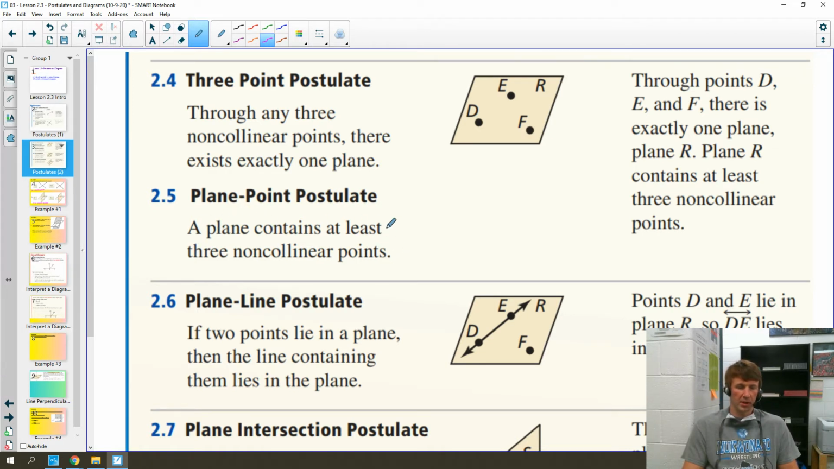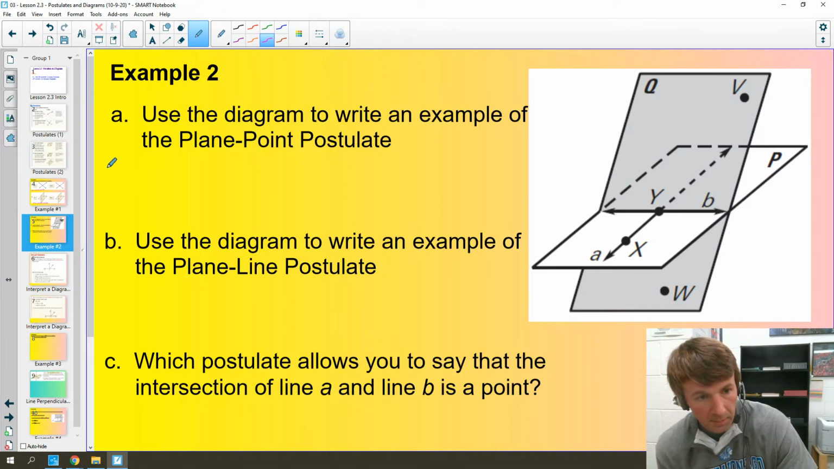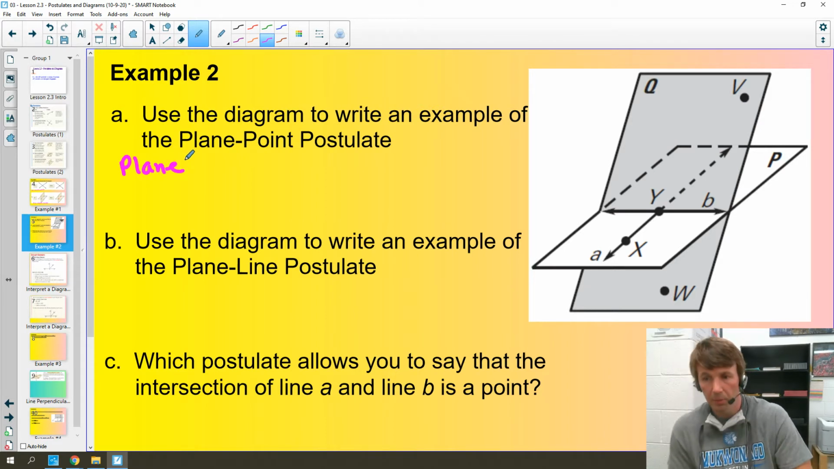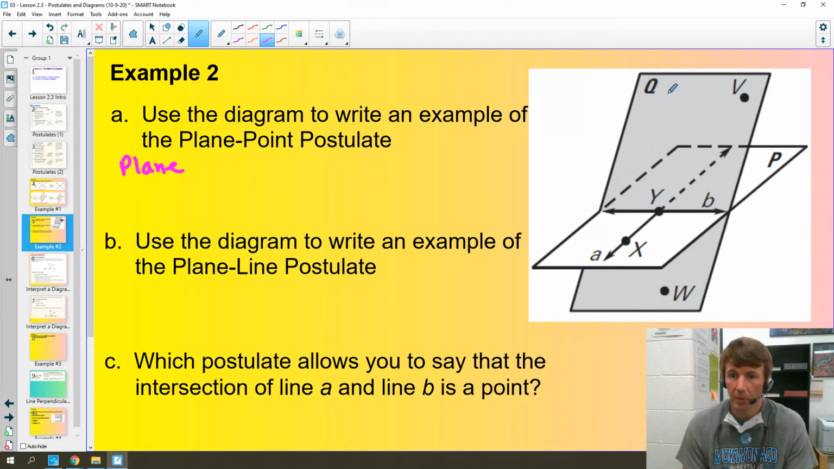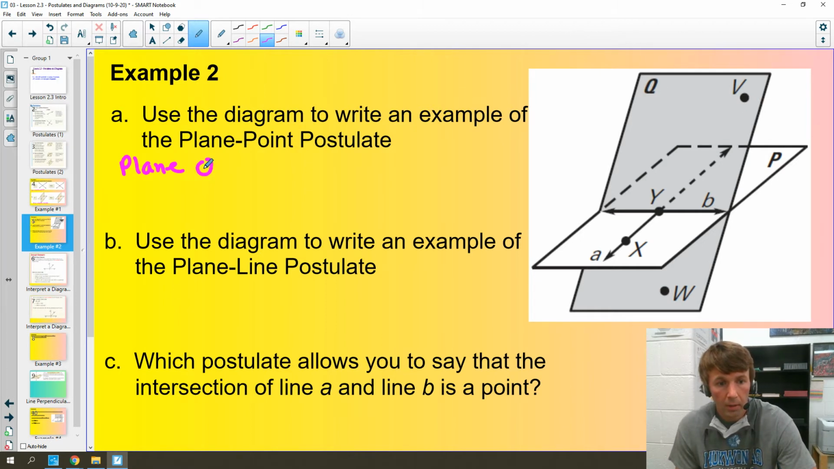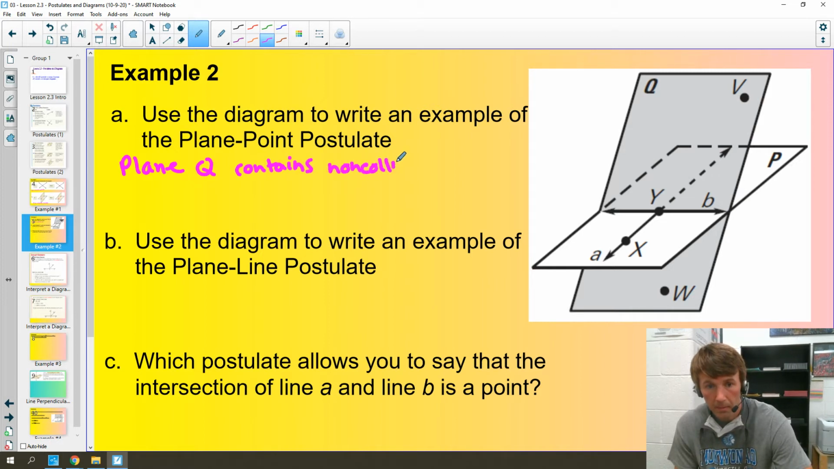So basically, I'm asking us to restate the postulate, but make it more specific. This is a very generic statement. Let's customize it for our picture. For the plane point postulate, we want to say which plane contains which points. So I'm going to restate this here. Plane, let's see, I need a plane with 3 points in it. I think we're going to have to go with plane Q. Contains non-collinear points, and then let's list them. Which points are we talking about?